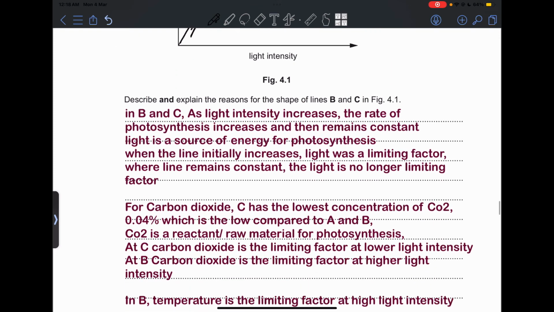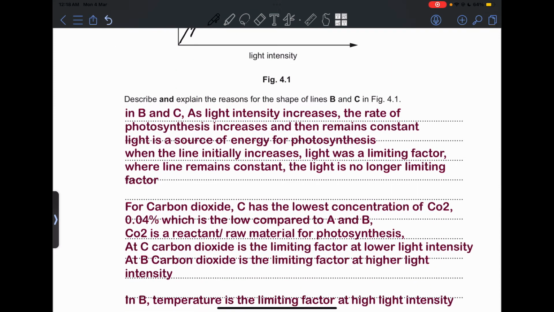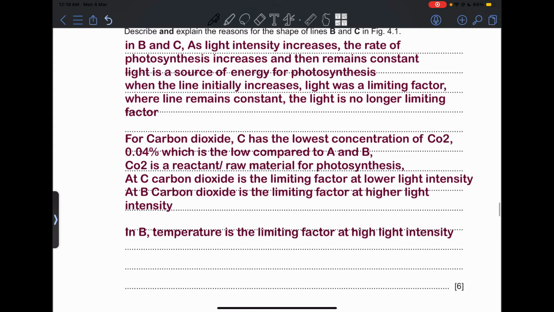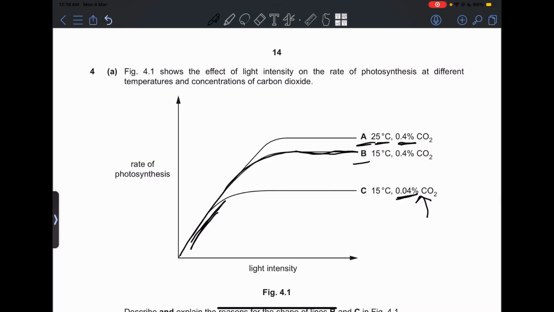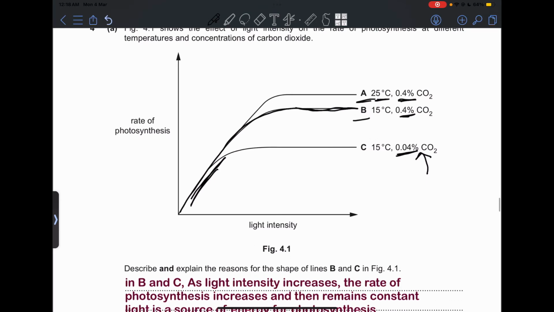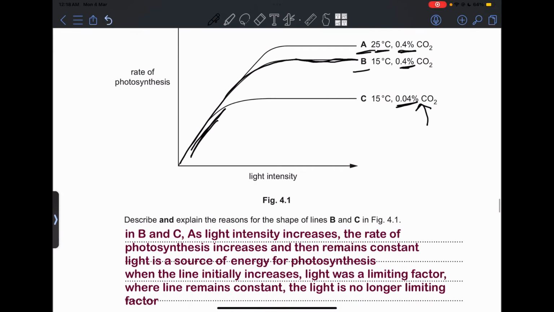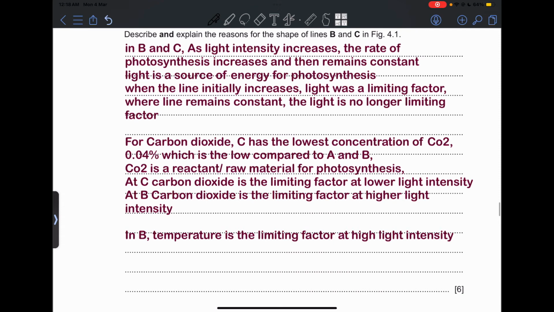Here we also have to say that light is a source of energy for photosynthesis. When the line increases, light is a limiting factor. When the line remains constant, light is no longer a limiting factor. For carbon dioxide, C has the lowest concentration, which is low compared to A and B, because A and B have 0.4%, and C has 0.04%. So this is much less than A and B. Also, carbon dioxide is a raw material, or reactant, for photosynthesis.